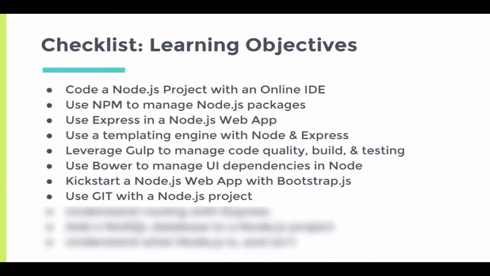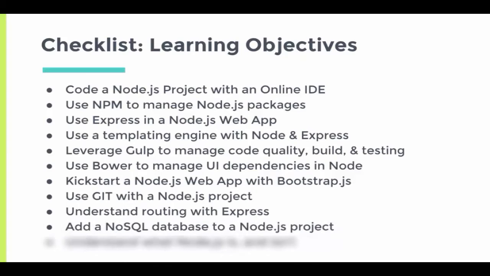We'll use Git to version our projects out to the web and have a nice safe place to keep all of our code. Understand routing with Express. Routing is a very, very important part of making a web app work properly, and Express does it very well. We'll learn how to use Express to get our routing set up appropriately. Add a NoSQL database to a Node.js project. We will do that. We'll add MongoDB, and we'll have all of our data come from MongoDB and pass through to our web pages. And understand what Node.js is and isn't. By the time we're done with this course, we're going to have a very good feel as to what that is and what it isn't. So those are our learning objectives. We will master all of these over the course of the project, and when we walk away, we will be, again, Node ready.